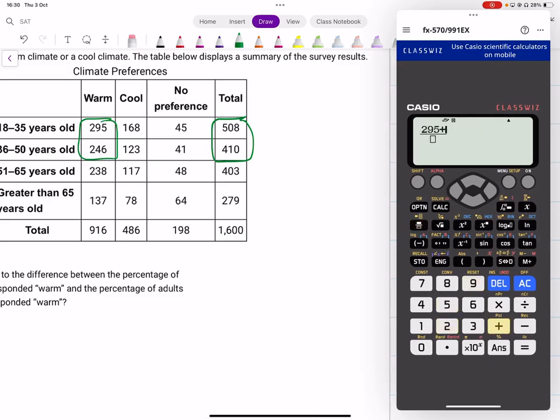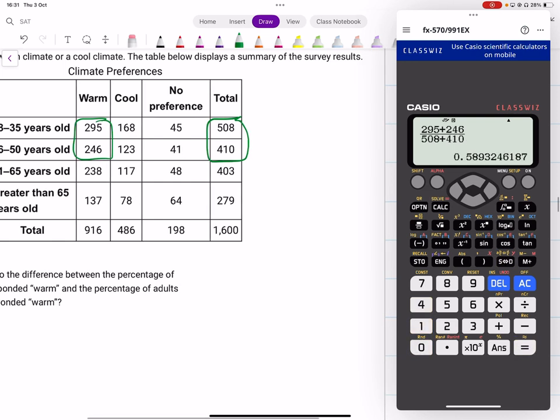295 plus 246 divided by 508 plus 410. This percentage is 58.9%. Okay?